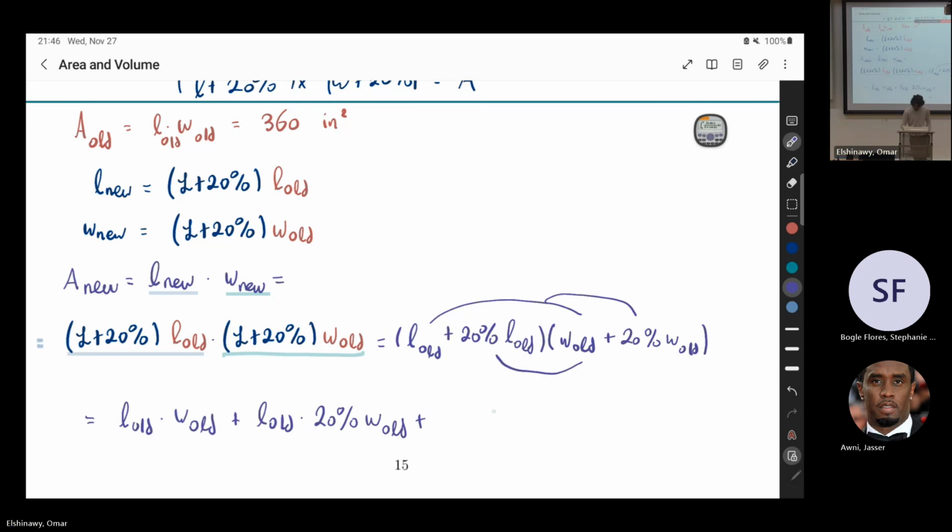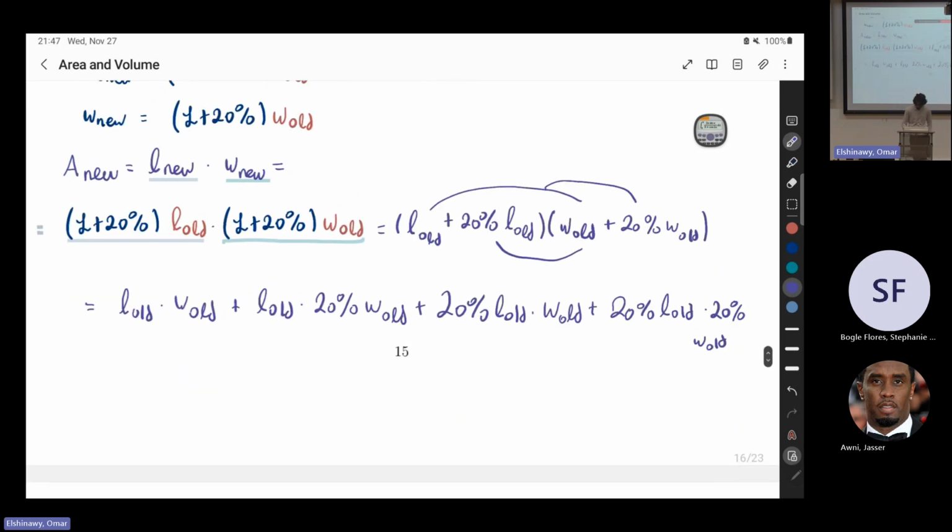plus 20% of L old times W old plus 20% L old times 20% of W old. Now I might need to prove this, but here's what's happening.